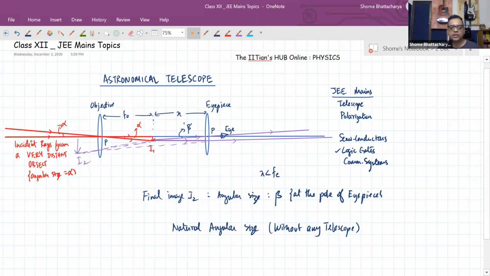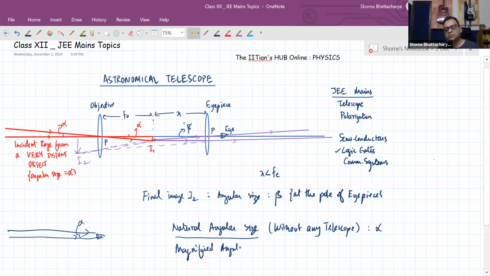So this is a very distant object, so you cannot bring it to your near point. It's still going to be at infinity. When it's at infinity, but your eye is directly in front of it, your eye is where the pole of the objective lens would have been. This is that situation. Your eye is here and that object is at infinity. So the rays coming in, the angular size that they are seeing, is nothing but alpha. So the natural angular size is alpha, whereas the magnified angular size that you are seeing through the telescope is equal to beta.